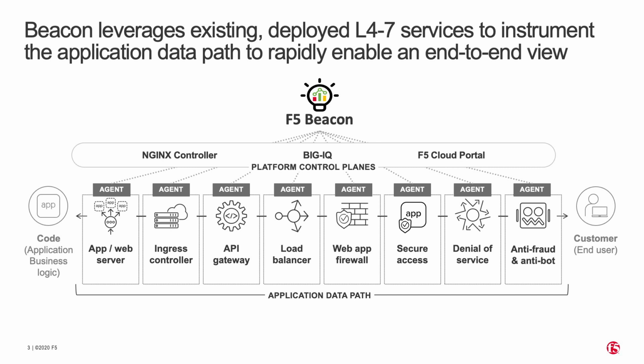Think about it this way. You already have an F5 instance deployed in your application data path, doing things like layer 7 traffic routing, decryption, and security. Beacon integrates and streams telemetry from these existing instances to give you application-level visibility, analytics, and insights.